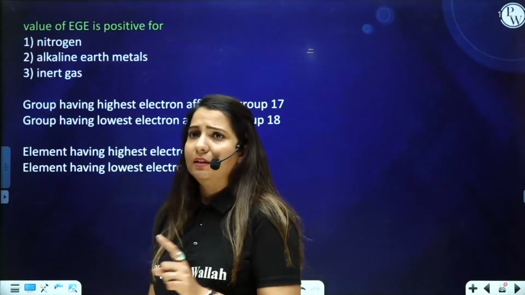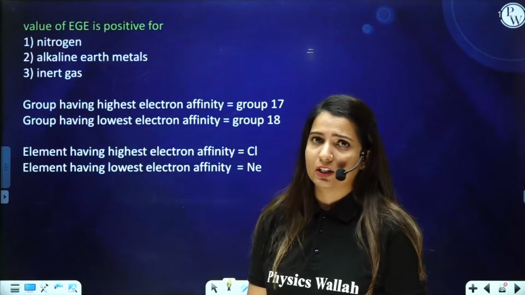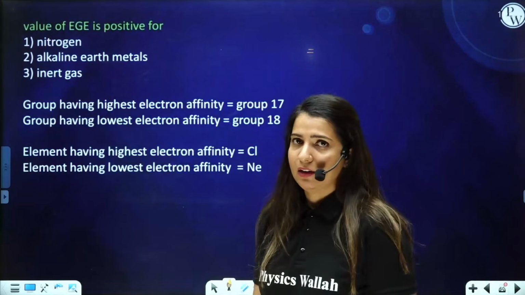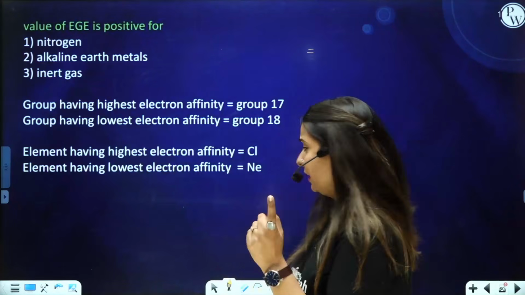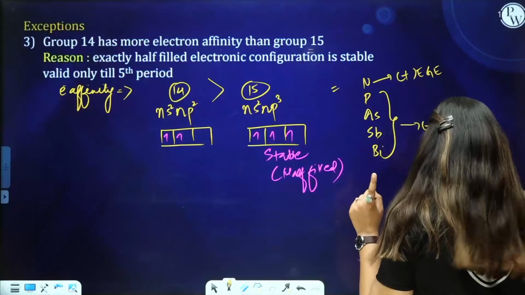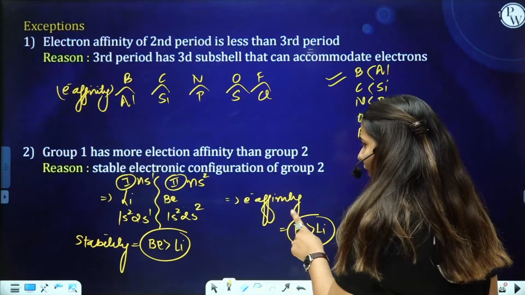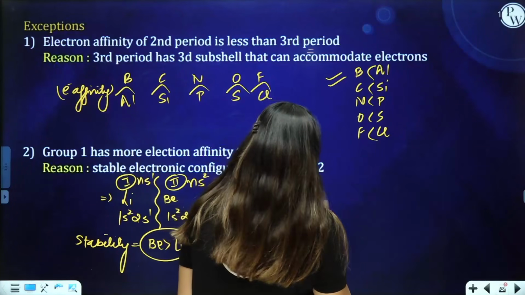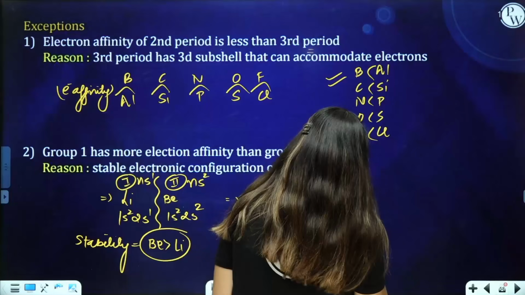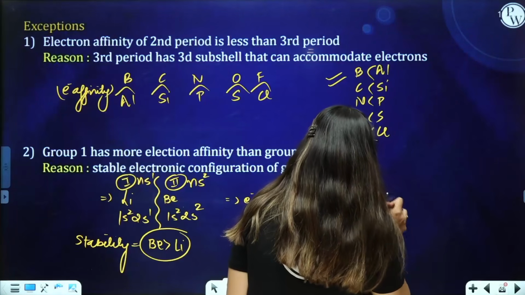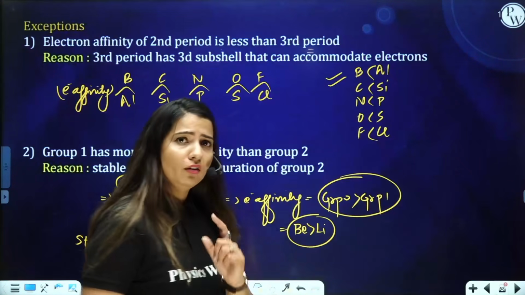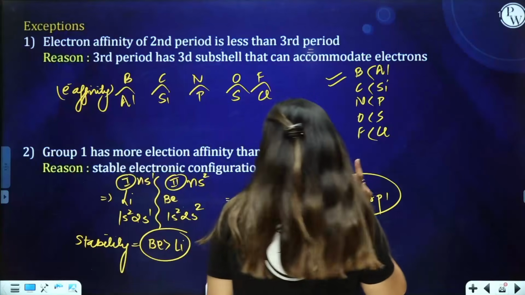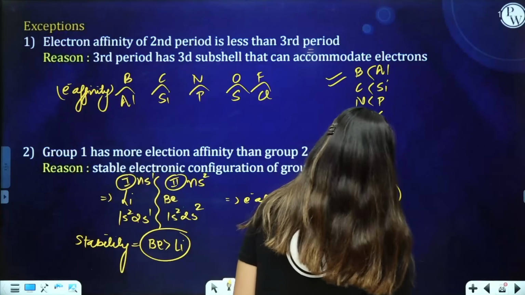Those elements that all have positive values of electron gain enthalpy: nitrogen, I have already told you. Alkaline earth metals, I need to tell you this also. I have told you that for electron affinity of a group, I should not write beryllium or lithium. I should write group number 2, then group number 1. Always, beta, this is followed.